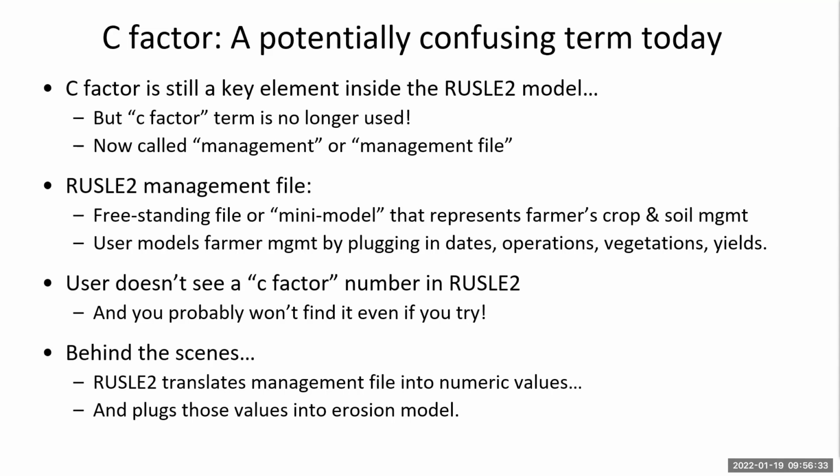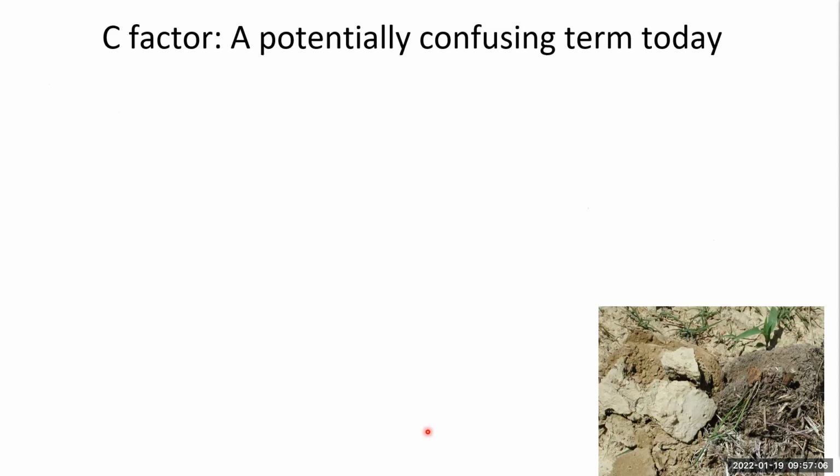It's a potentially confusing term. Okay, I already mentioned this. The C factor is a key element inside the RUSLE model, but the term is not used. You don't see the C factor number, right? You just enter information about the farmer's operations and so forth. And behind the scenes, RUSLE2 translates that management file into numeric values and then plugs those values into the erosion model. So you don't see a C factor number like we used to when folks used the original USLE equation.